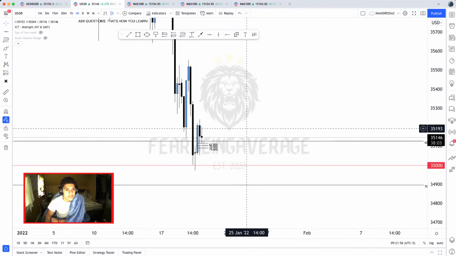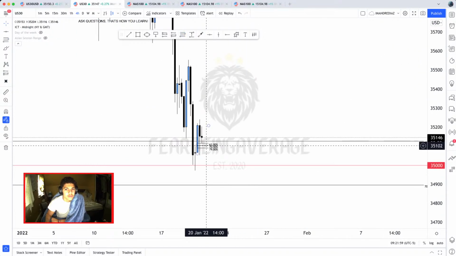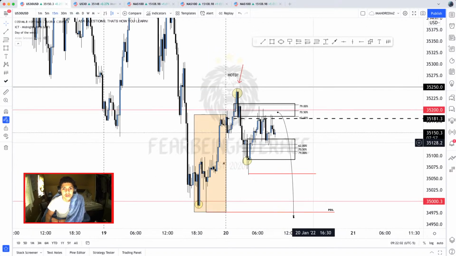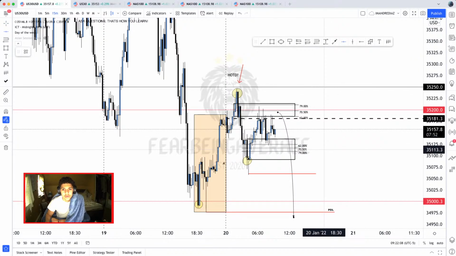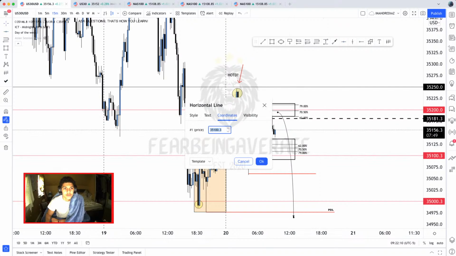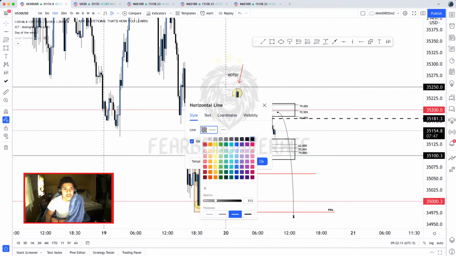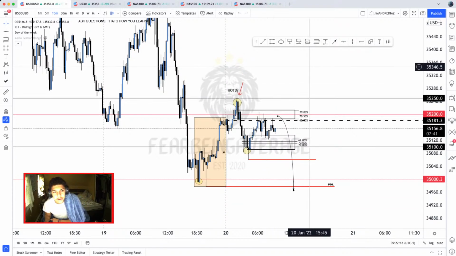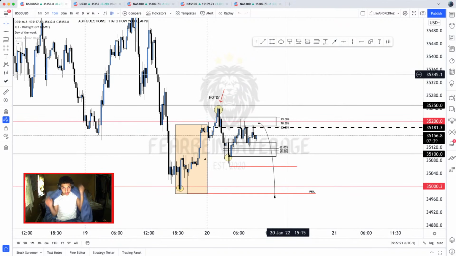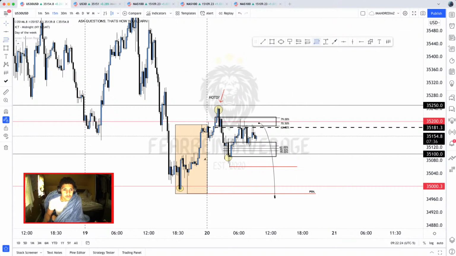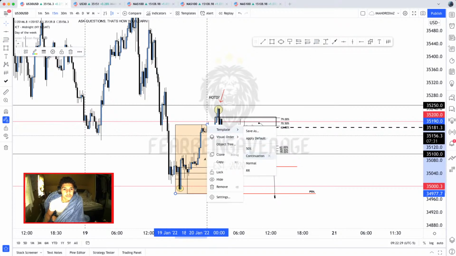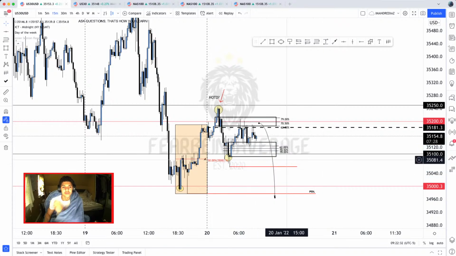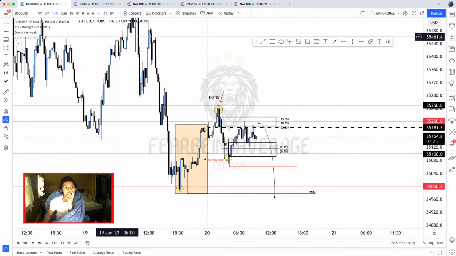Where is this at? 35,100. Let me mark that up. We got 35,100 here, which is a big figure level, but it's not one of my main ones, so I'm going to make this one black also. We'll see. If this 35,100 is also in confluence with the 50% of this Asian session range, yes, in this general area. We will see.